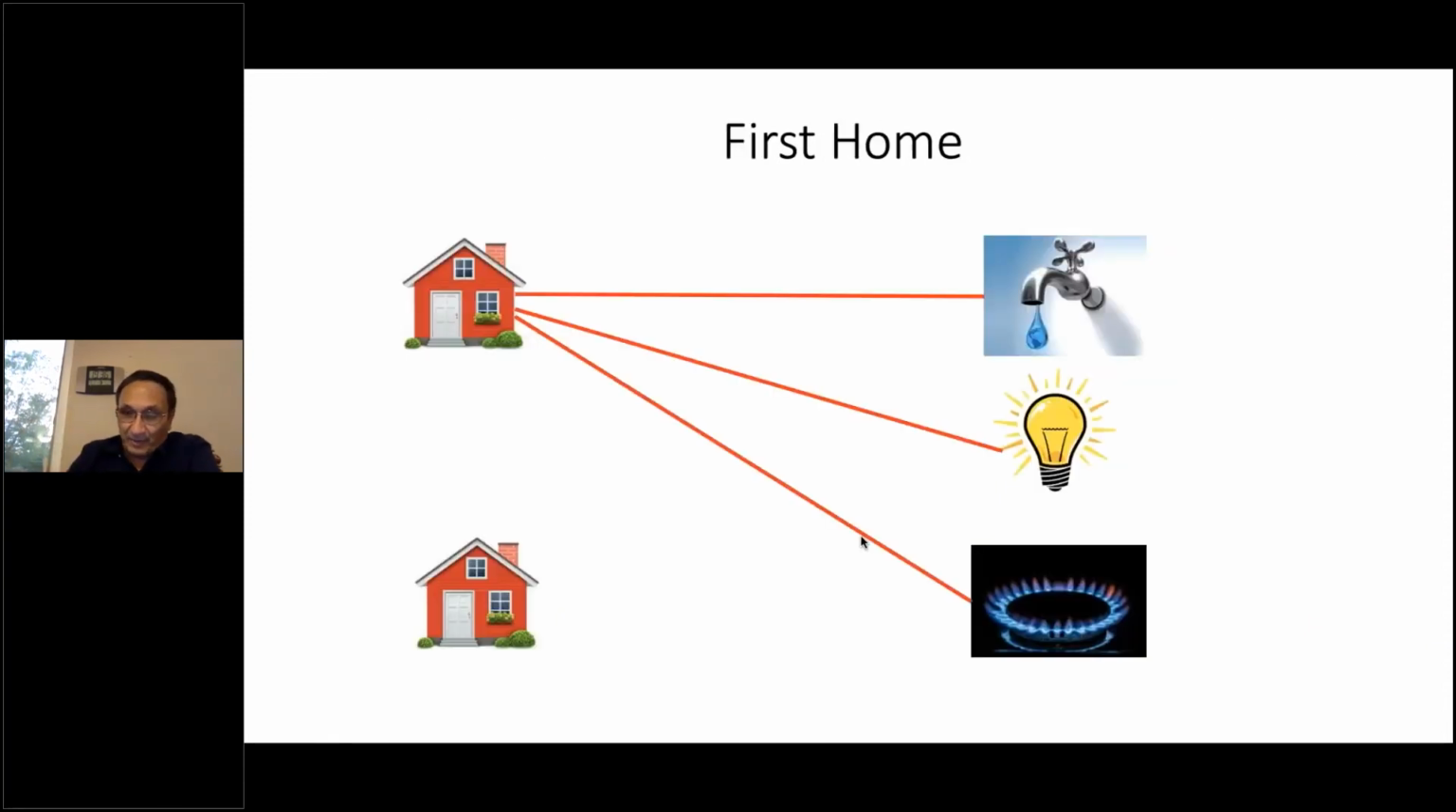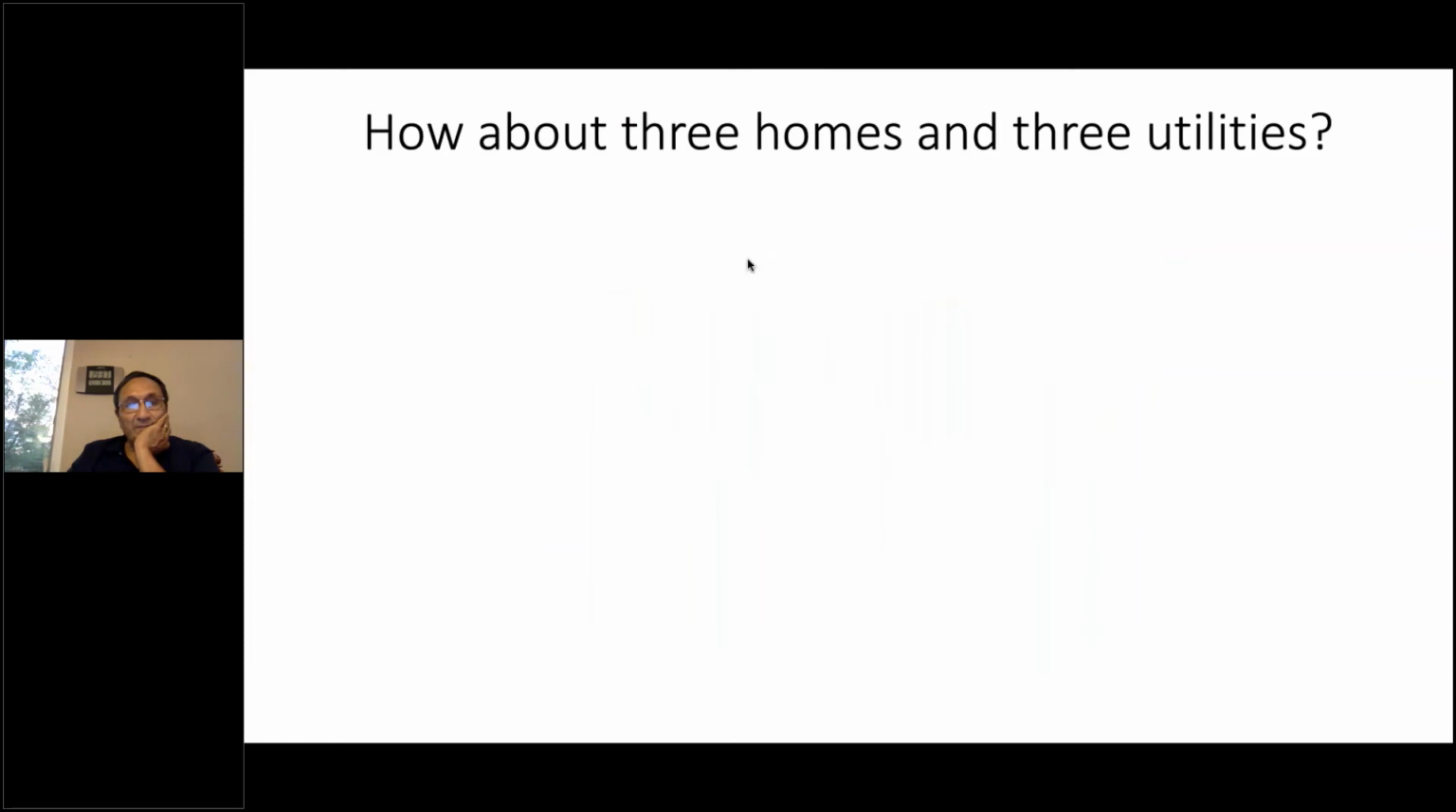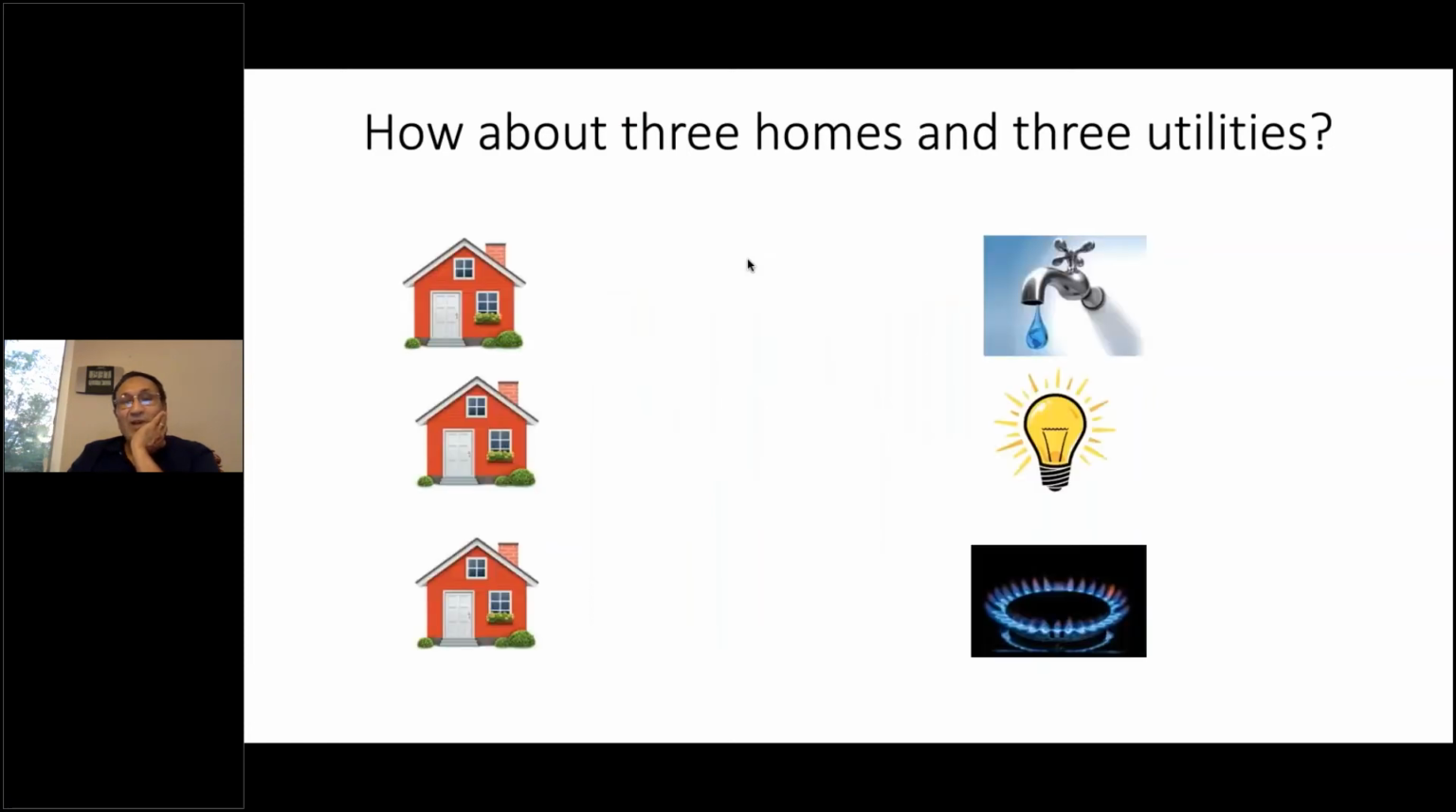Well, you would first connect the first home, and then you would connect the second home using these funny lines, right? You could avoid having crossing pipes that go from each home to each utility. But what if you have 3 homes and 3 utilities?